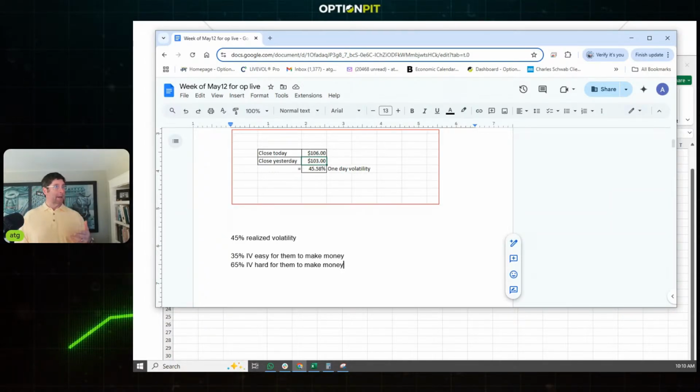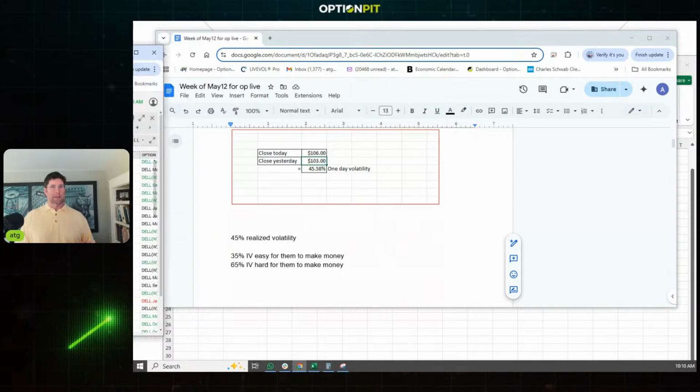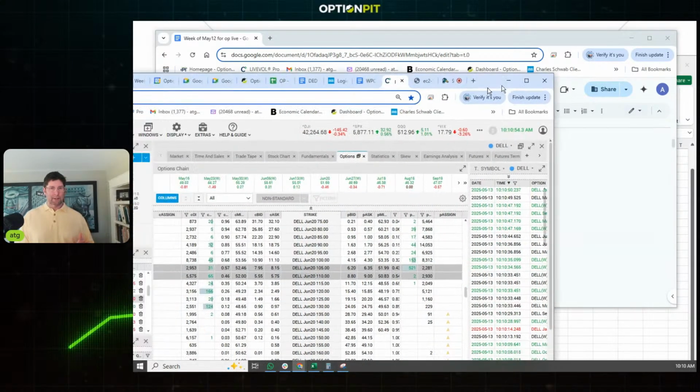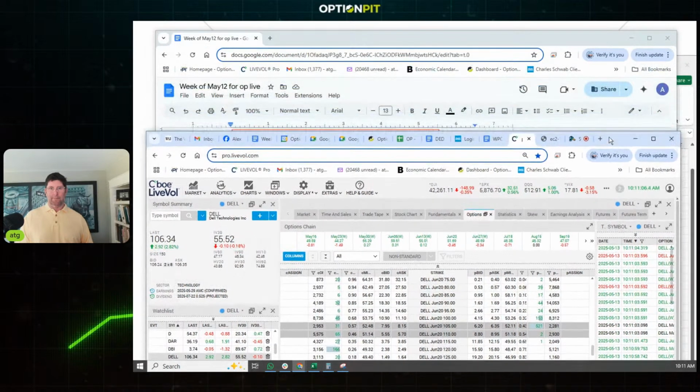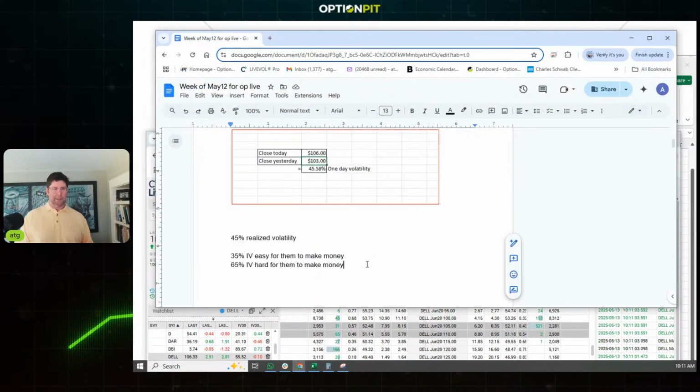Right now, Dell options, let's say for June, are priced at a 51 volatility. And I believe it's because of earnings. So you can see here, this is live vol, but every platform generally has this little column here, and this is where the options are priced. That's called implied volatility. Just two simple terms here. IV, implied volatility, is how the options are priced.